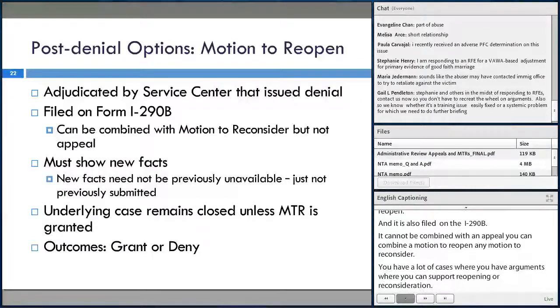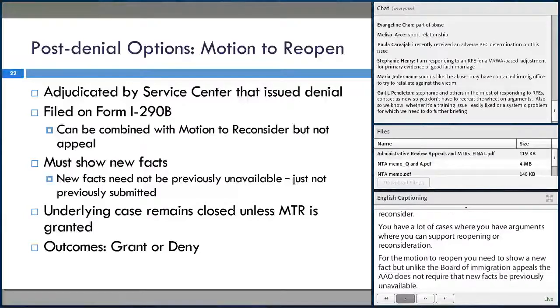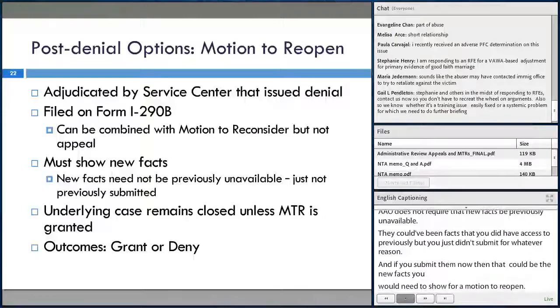For a motion to reopen, you do need to show new facts, but unlike the Board of Immigration Appeals, the AAO does not require that new facts be previously unavailable. So these could have been facts that you did have access to previously, but that you just didn't submit for whatever reason. And if you're submitting them anew now, then that could be the new facts that you would need to show for a motion to reopen. Another thing to keep in mind about motions is that the underlying case does remain closed unless and until the motion is granted. So this is also different from an appeal.